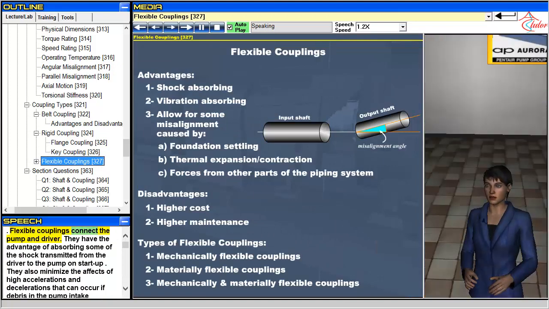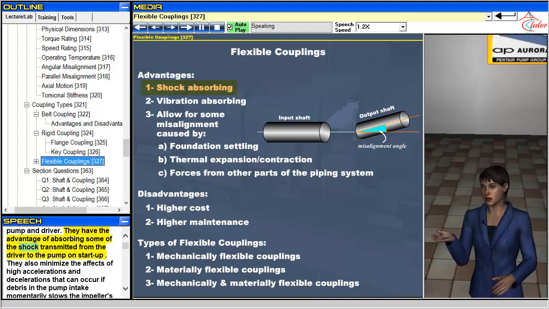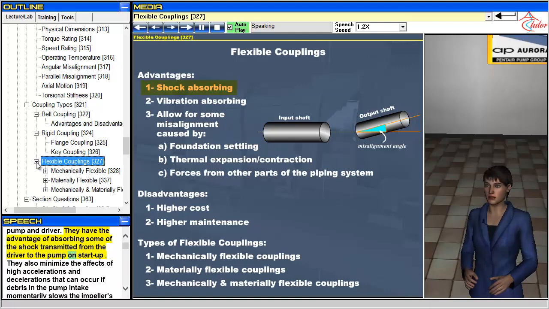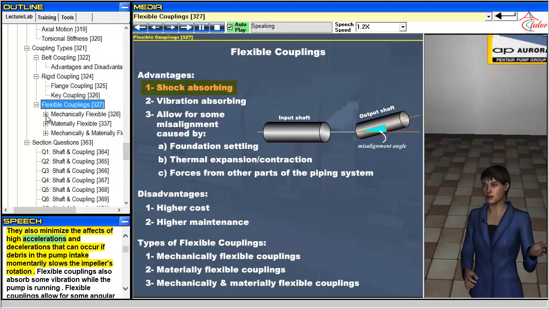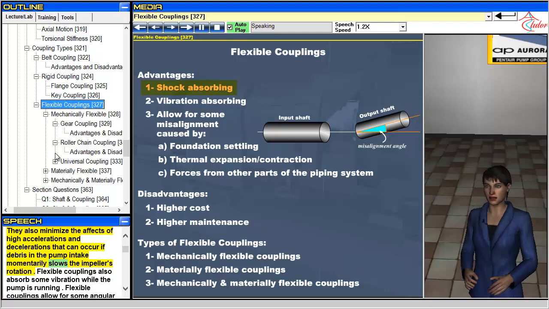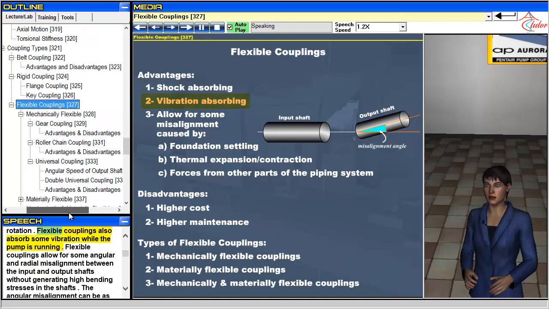Flexible couplings connect the pump and driver. They have the advantage of absorbing some of the shock transmitted from the driver to the pump on startup. They also minimize the effects of high accelerations and decelerations that can occur if debris in the pump intake momentarily slows the impeller's rotation. Flexible couplings also absorb some vibration while the pump is running.